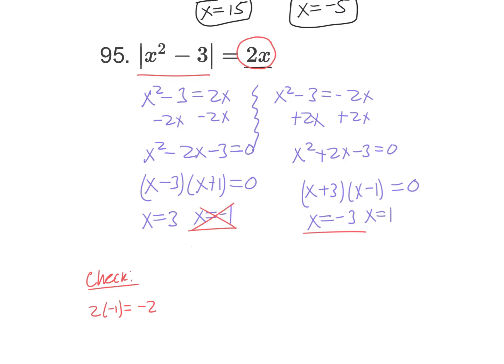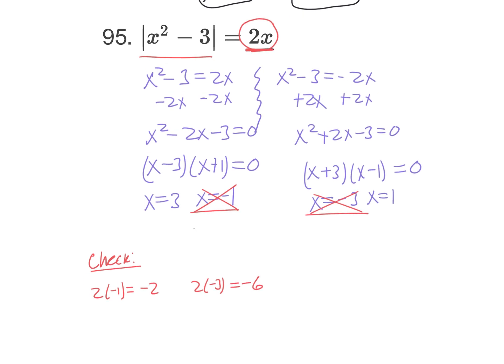Now, if I check x equals negative 3, that's going to be 2 times negative 3, which is negative 6. Again, I don't want a negative on this side of the equation. An absolute value can never equal a negative, so negative 3 does not work. And then when you plug in 3 and 1, you get positive numbers, and you can verify that these do work. So 3 is an answer, and 1 is another answer.